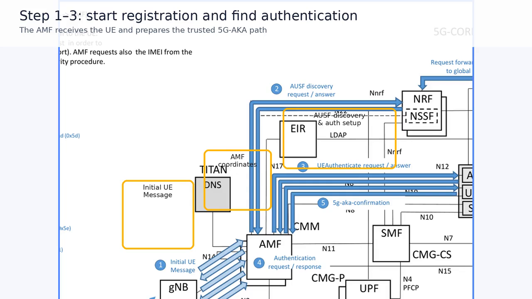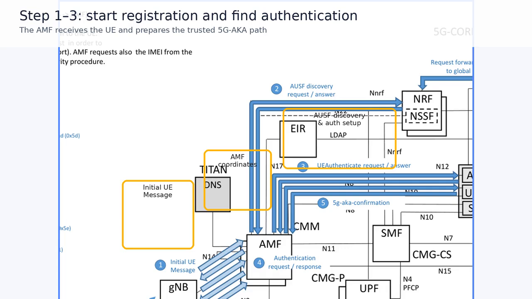The GNB forwards the UE's initial UE message to the AMF, which means the device has entered the 5G core control plane and is asking to register. From there, the AMF begins the authentication path. In the diagram, step 2 is AUSF discovery, and step 3 is the UE authenticate request and answer. This is the network finding the right authentication service and preparing the subscription-based challenge.